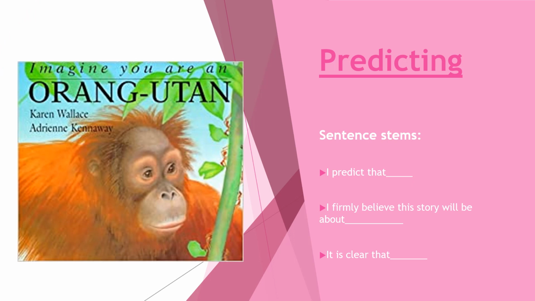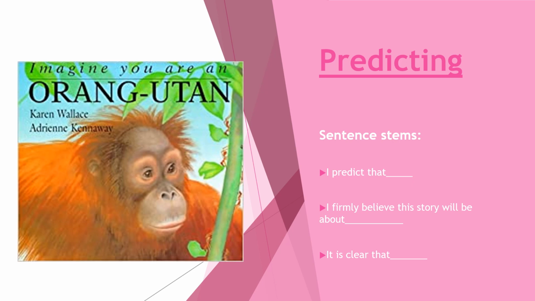On screen I have got a picture of the front cover of the story that we're going to be looking at today. Imagine you are an orangutan. That's the title, and in the pictures I can see some leaves, some vines, I think I can see some ants climbing, and an orangutan. So I would like you to have a really good think. What do you predict this story is going to be about?